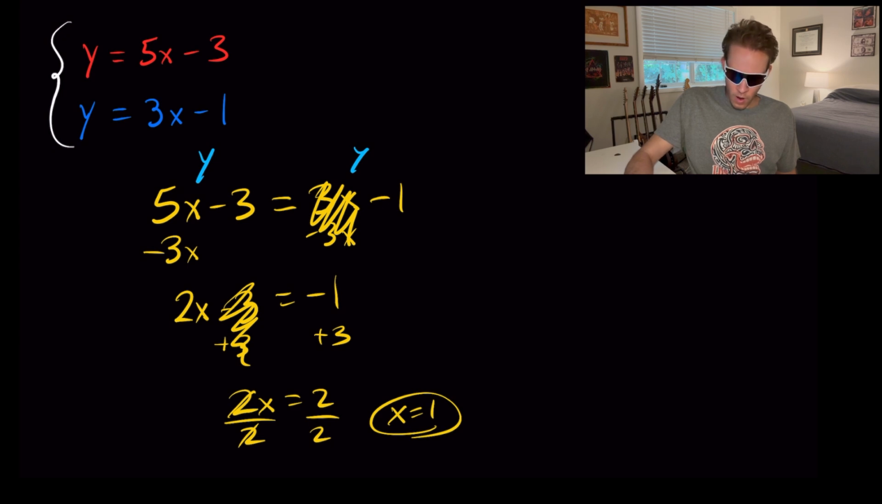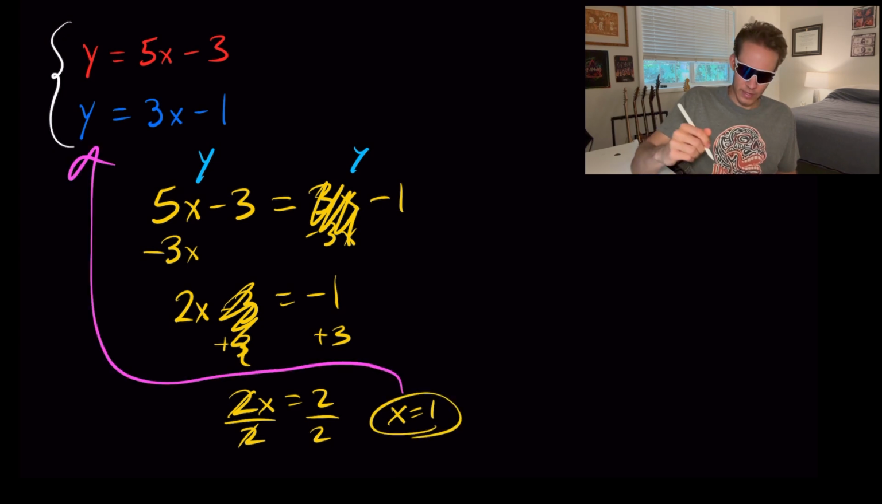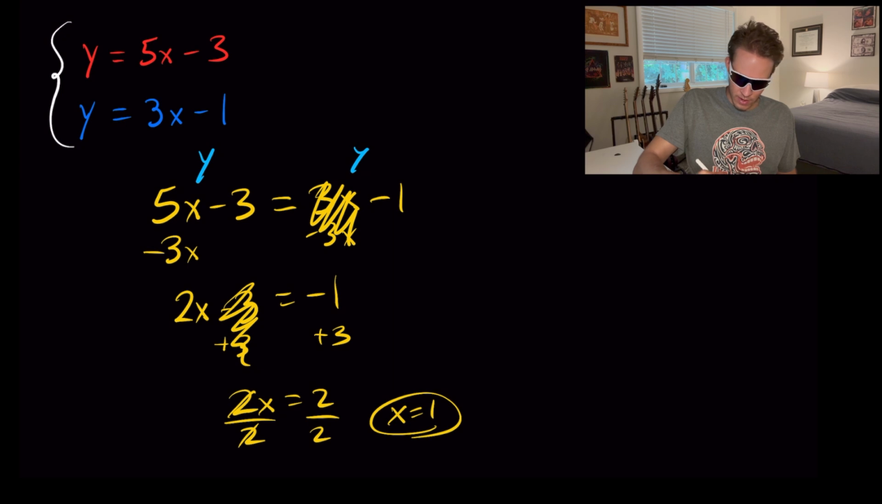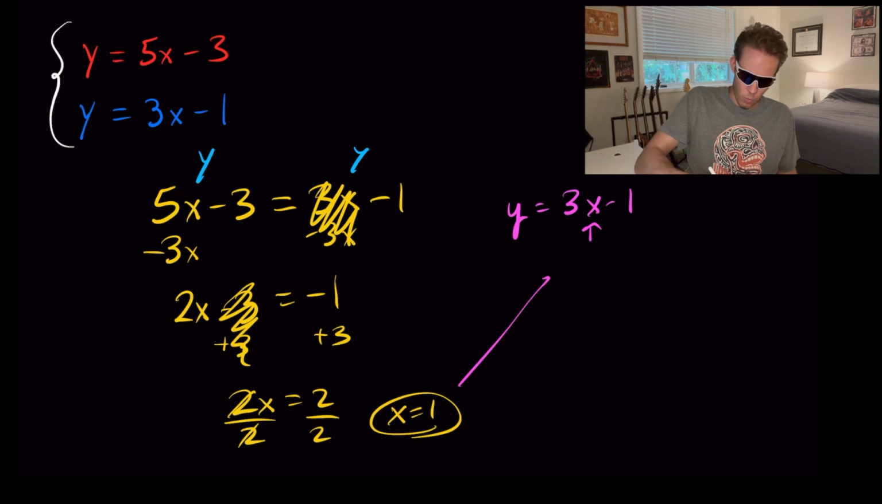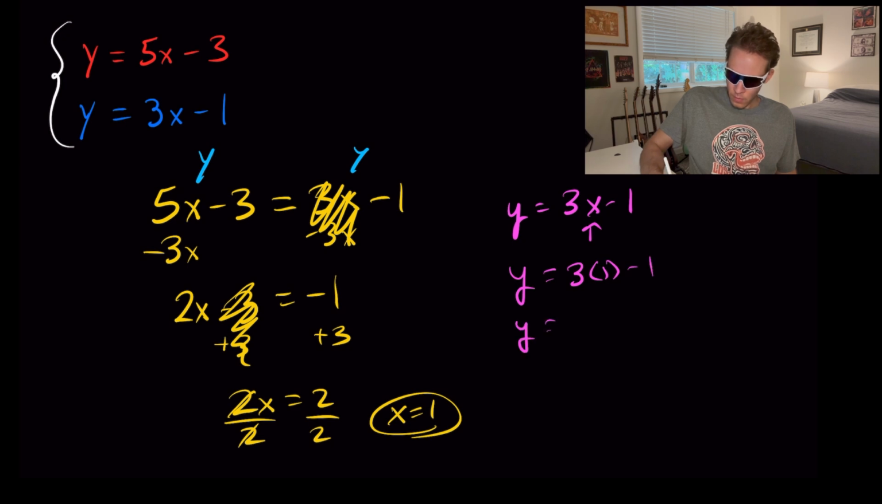And then for y, again, just take that and plug it into either one of those two equations. Doesn't matter which one. We'll go with the blue one there. So we'll go y is equal to 3x minus 1. I'll replace that x with the 1 that I got previously. So y is equal to 3 times 1 minus 1. Y is equal to 3 times 1 is just 3. Minus 1, y is equal to 2.